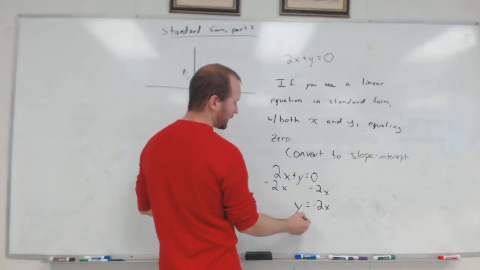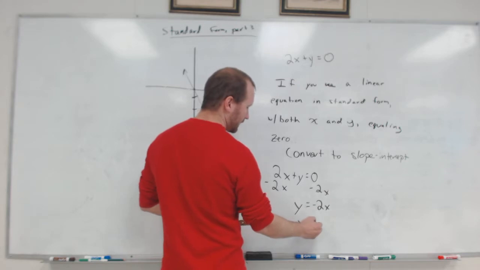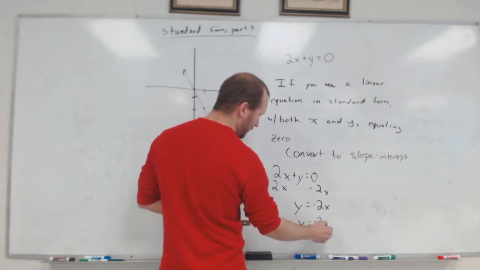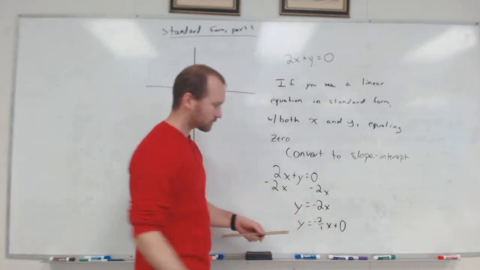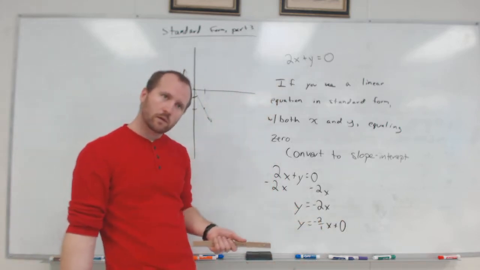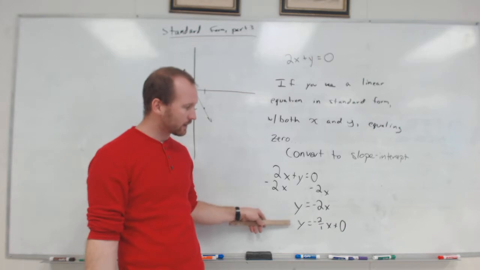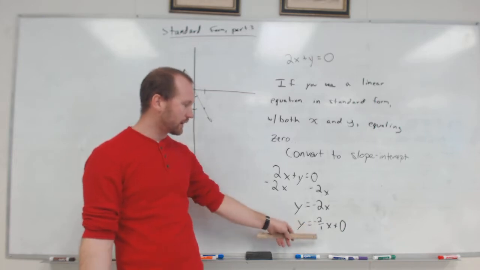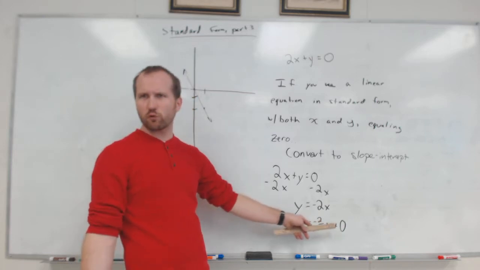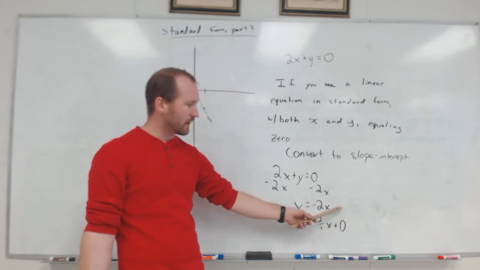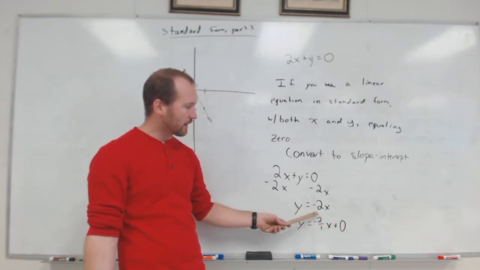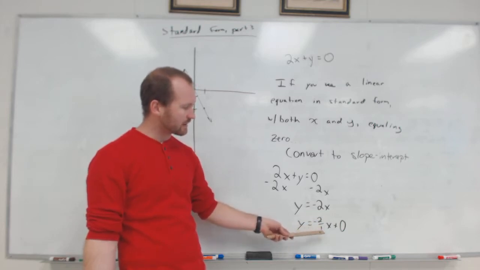I could think of it as y equals negative 2 over 1x plus 0. Right? These are the same thing. Negative 2x and negative 2 over 1x plus 0. This just looks more like slope-intercept form, because we see there's a 0 there. There's nothing there, so that means there's a 0. And then our denominator here is a 1.